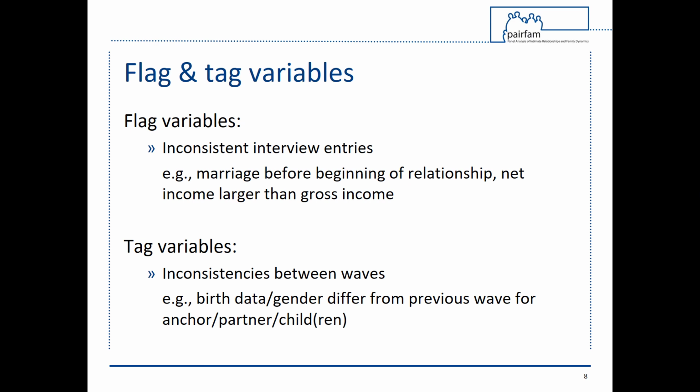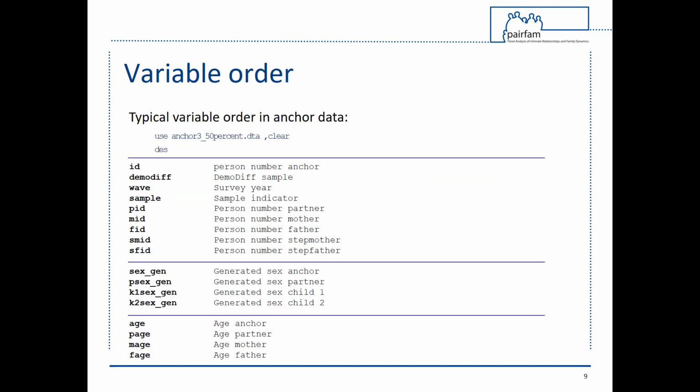Tag variables, on the other hand, mark inconsistencies between waves. For example, if the birth date or gender differs from previous waves for anchor, partners, or children. A full list of flag and tag variables is available in the data manual.